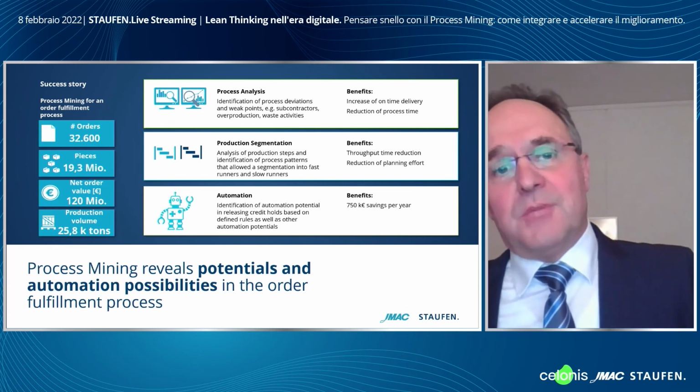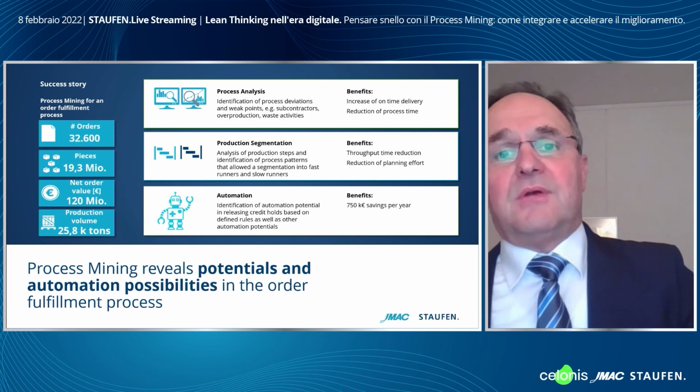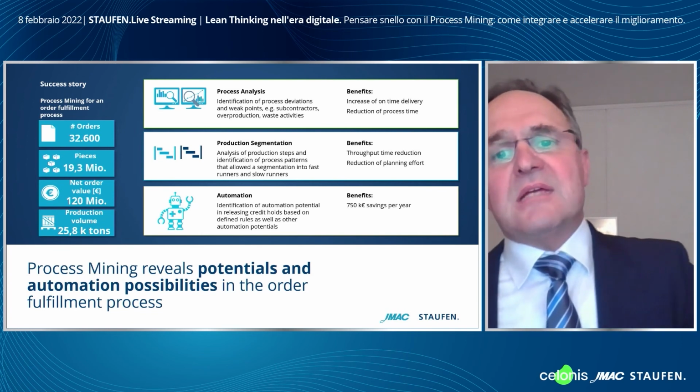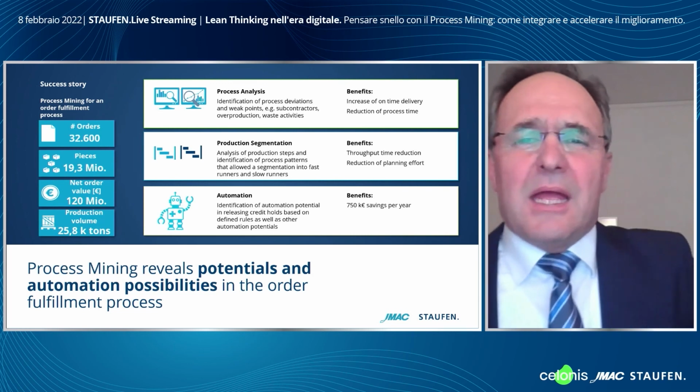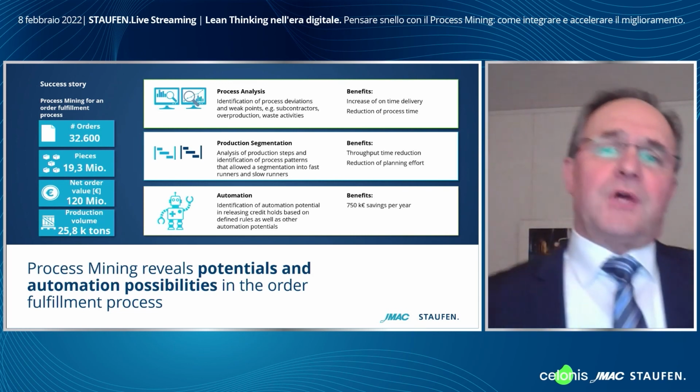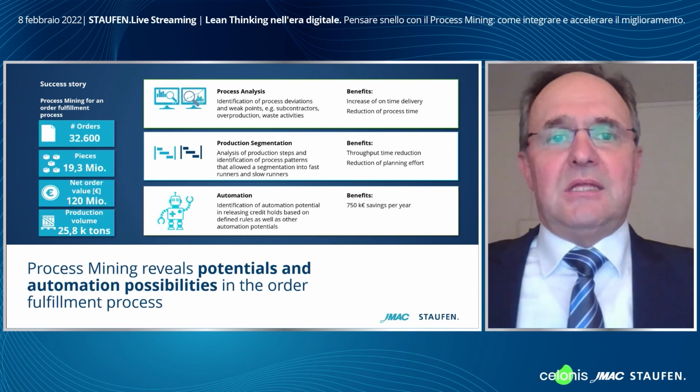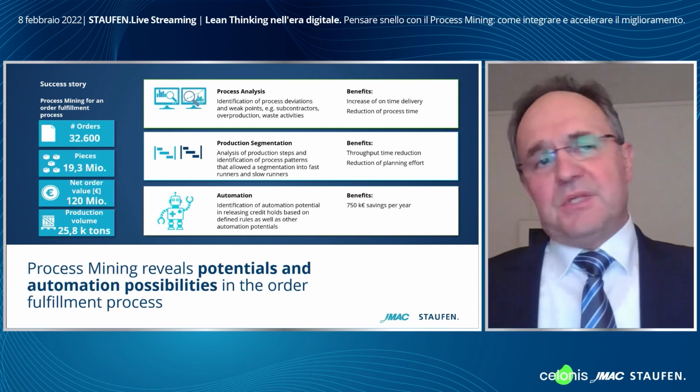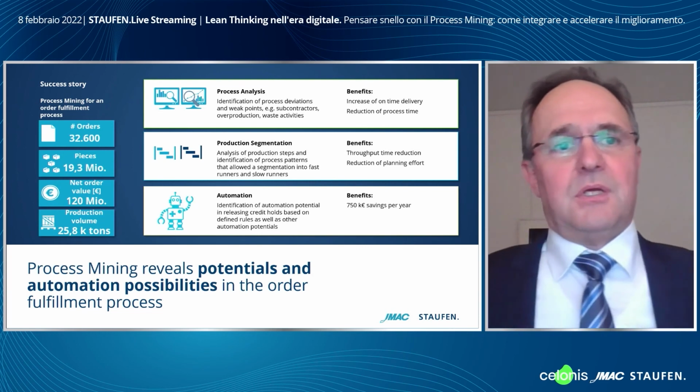And then, of course, we could identify the automation rates and had more than 750K in savings identified. So in the first round, we identified more than 1.5 million in savings for this company with roughly 600 people.